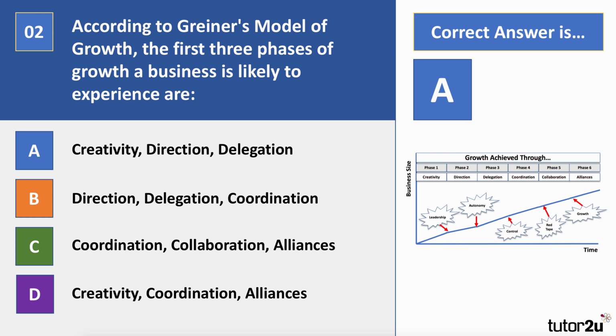Now don't forget, not every business goes through those phases or suffers those crises, but in terms of MCQs that test this model, make sure you know the 6 phases and the 5 crises. And so the answer is A, creativity, direction and delegation were the first 3. Moving on to question 3 now.